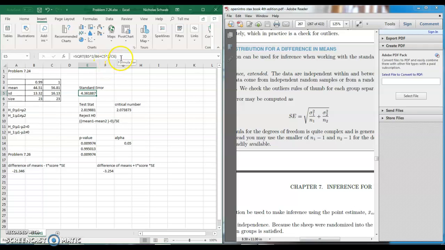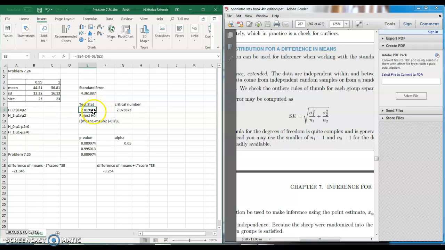So this is the expression in Excel that does that for us. So we're taking the square root of all of that stuff. So this is our standard error. So now we compute our test statistic. So the difference of the means, minus 0, because we're expecting the difference to be 0. That's our null hypothesis, divided by our standard error.